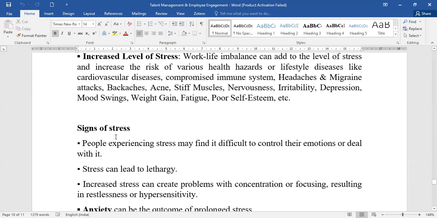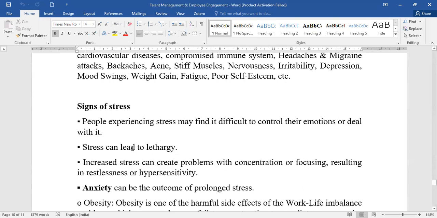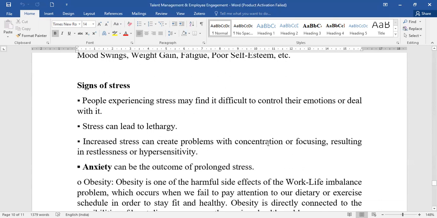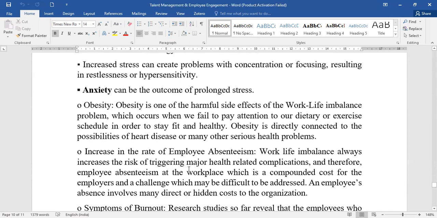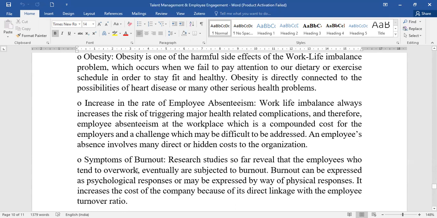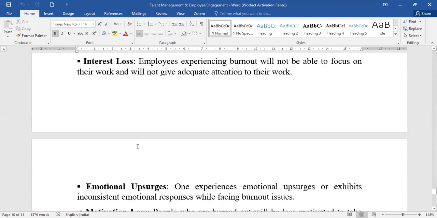Now, how do we realize whether there are signs of stress? The person becomes too emotional, the person becomes lethargic, the person is not able to focus. There are anxieties which can result into obesity, which can result into absenteeism, which can show the sign of burnouts. Okay, so it is proved by research that if the employees are not able to get that break, or that time for themselves, or maybe for the family, they are completely exhausted, and that can have a worse impact, in that interest is lost in the work. So they are not able to concentrate.